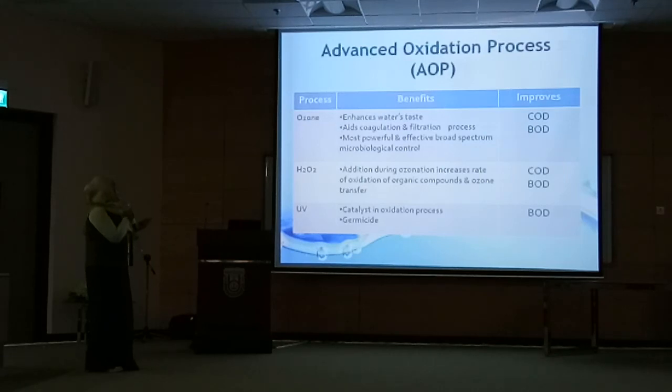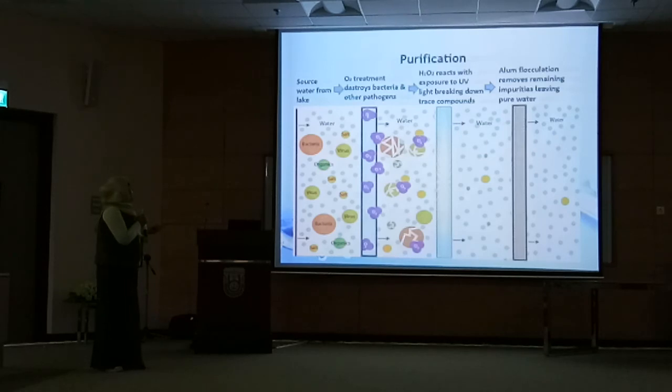Let's see our suggested purification process. Advanced oxidation process. The advanced oxidation process contains 3 stages: ozonation, hydrogen peroxide, and UV. So this whole process is needed to improve BOD and COD. Here you can see the view clearly.